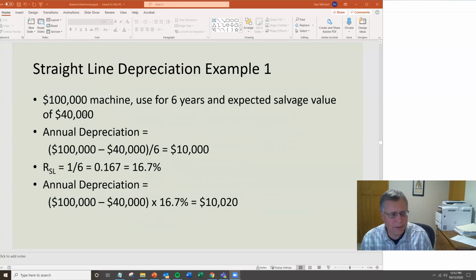So here's a simple example. You've got a $100,000 piece of equipment, you use it for 6 years, expected salvage value is $40,000. Well, $100,000 minus $40,000 is $60,000. Use it for 6 years. You can see $100,000 minus 40 divided by 6, you get $10,000 a year. The other way to do it is 1 over 6 is 0.16666, or 16.7%. So what's annual depreciation? 100 minus 40 times 16.7% is about $10,020 a year. So you can see that one's very simple. Just draw a straight line, calculate the annual depreciation, or do it as a percentage.